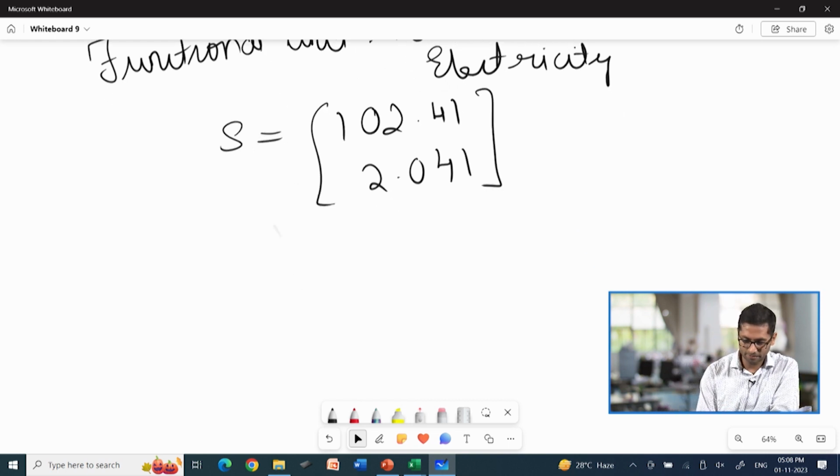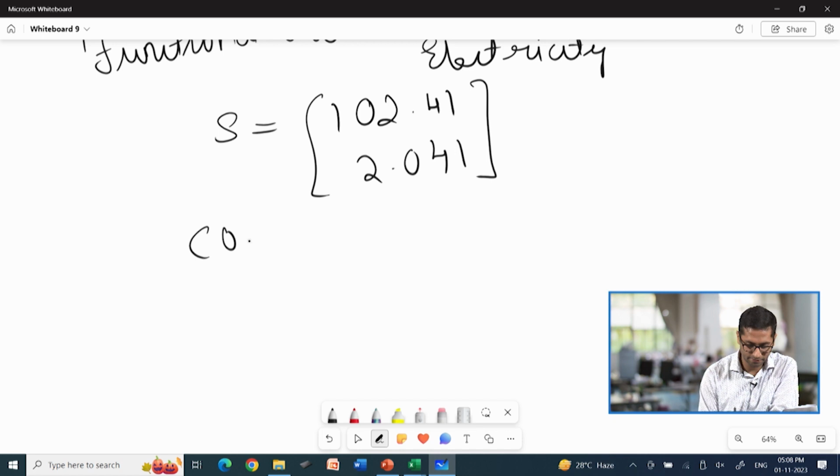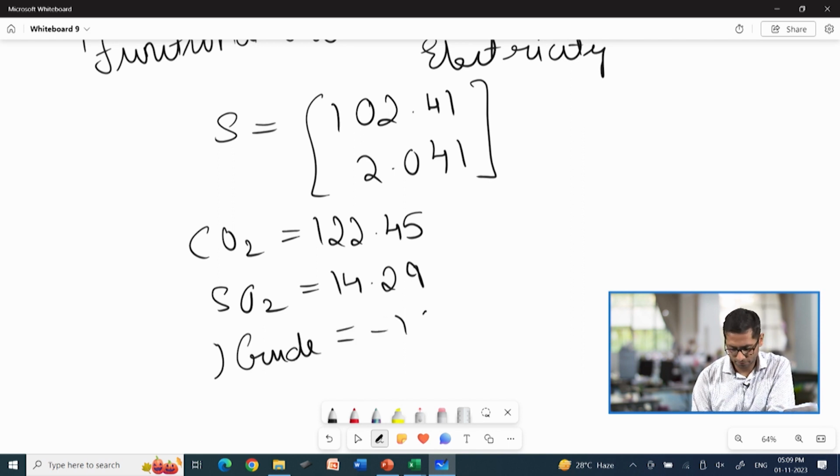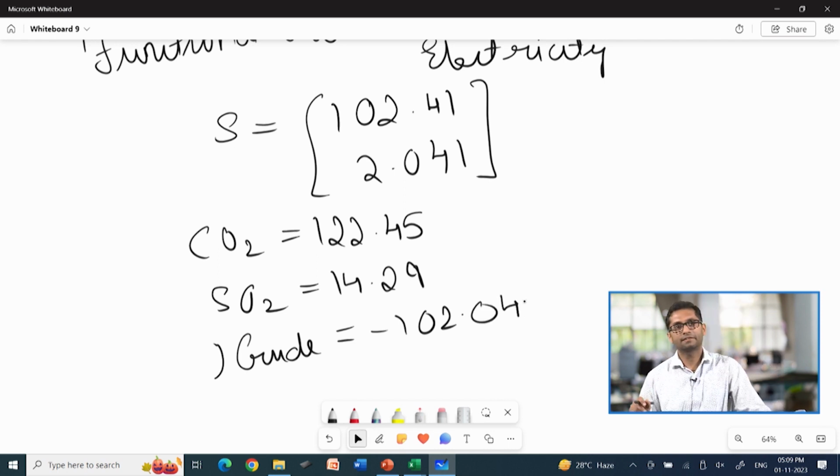And finally the emissions that you should be getting would be CO2 emissions of around 122.45, SO2 emissions of 14.29, and a crude intake of around minus 102.04. So when you have these complexities involved, where the processes are using the inputs and outputs interchangeably, this is where this matrix algebra structure is going to come in very useful to you.